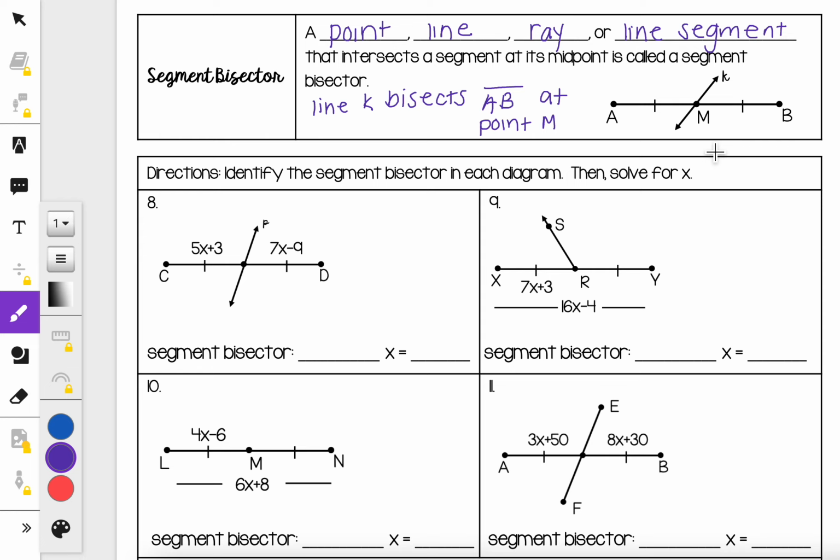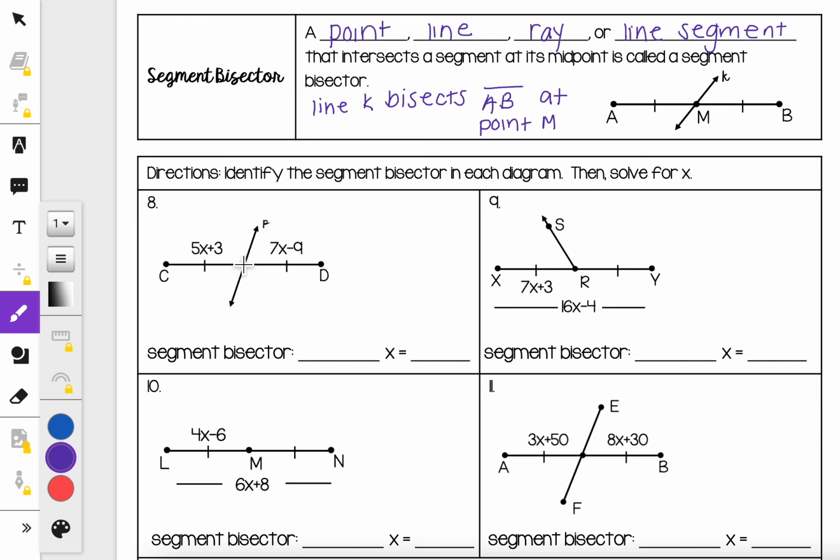Okay, so let's look at number 8 through 11. For 8 through 11, we want to identify the segment bisector and then solve for x. In each of these, it tells us we have a segment bisector, and we know that because it shows us those congruent segments there.